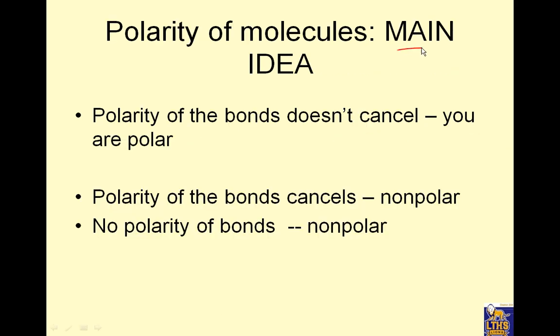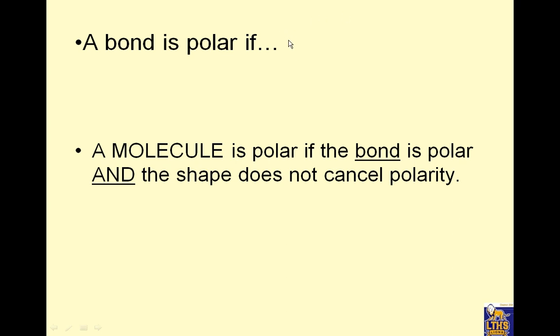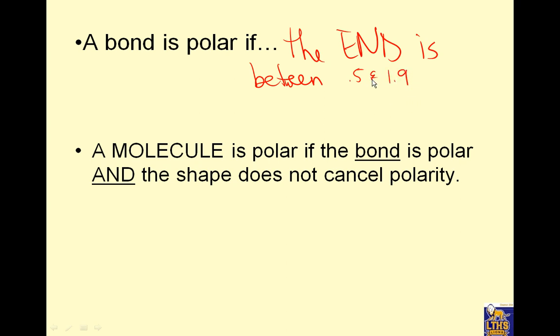Any more examples? All right, here's the main idea you should think of. A molecule is polar if the polarity of the bonds doesn't cancel. If the polarity of the bonds cancels, then it's nonpolar. The other kind of nonpolar would be if there are no polar bonds at all. A bond is polar if the electronegativity difference is between 0.5 and 1.9. A molecule is polar if the bond is polar and the shape does not cancel that polarity.